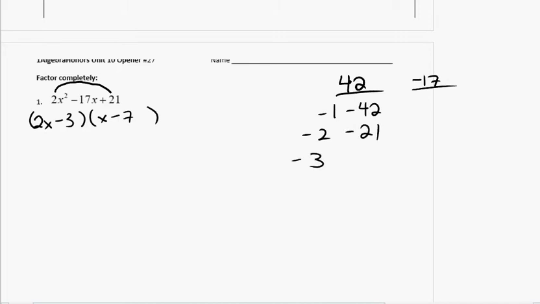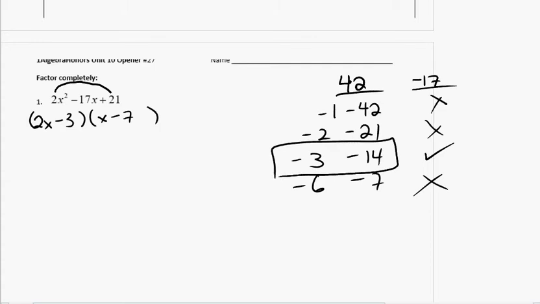Negative 3, negative 14. 4, no, 5, no, 6, negative 6, negative 7. So adding across, do they add to negative 17? No. No. Yes. No. So this is my combo. Now the question is, what do I do? I don't just plug it in, right? I am not just plugging in negative 3 here and negative 14 here. That doesn't even work, right? As we found out from before, where we knew the answer to be.